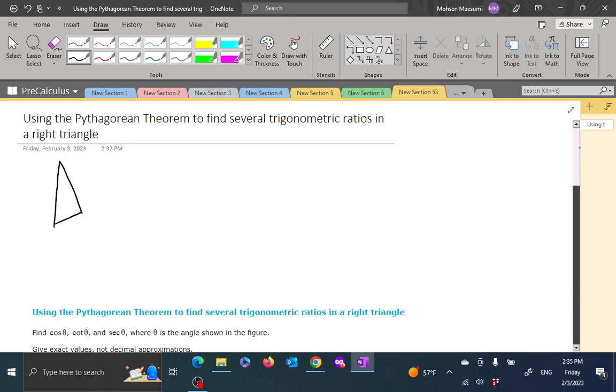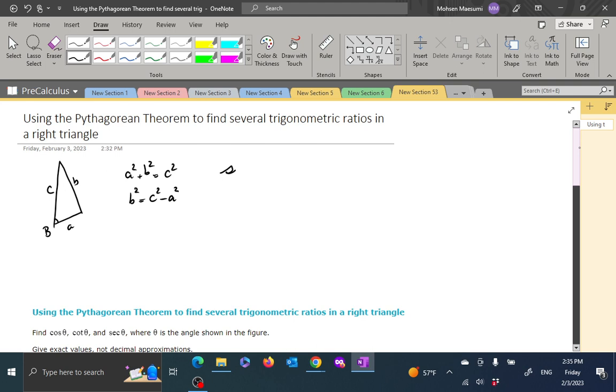So, let's call this side A, and say B and C, with this one angle B. Remember, A squared plus B squared is equal to C squared. In other words, B squared is equal to C squared minus A squared, and then you can take square roots to get the actual length.